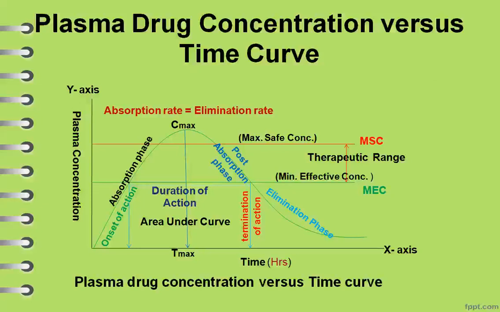The area under this curve is also known as the area under curve. These are the pharmacokinetic parameters used to find out the pharmacokinetics of a drug, and are also used in bioavailability and bioequivalence studies.